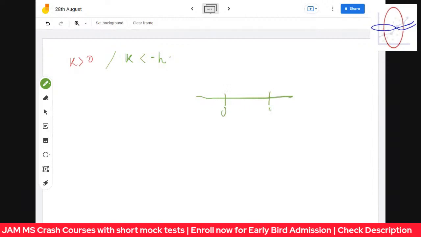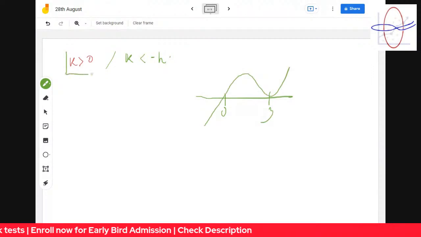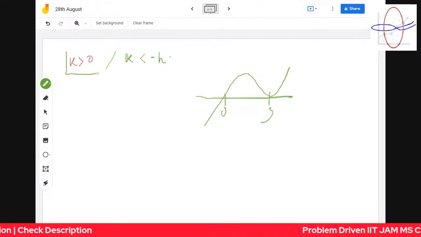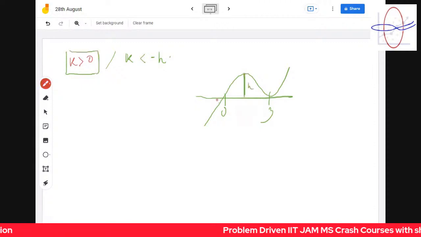Here is 0, here is 3, and we have seen that the maximum height is this. So we have seen for k greater than 0, it's only one value. For k less than minus h, this is the height h. So how do you find the height h? It's very easy. You just find the local maxima.